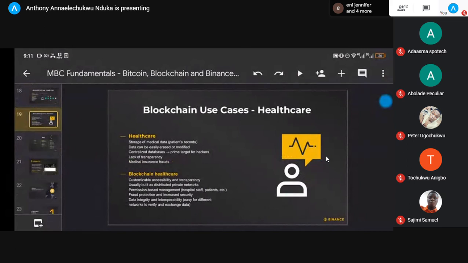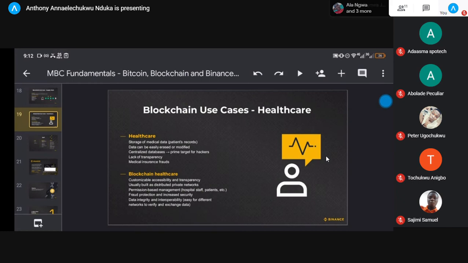Now, blockchain use cases in healthcare. In healthcare, blockchain can be used to store medical data. For example, Mr. Obi is sick and we try to keep record of his health issues. Once we are keeping records of his health issues, we can actually store it on the blockchain. And the moment we store it on the blockchain, it will really be difficult for us to misplace his data.